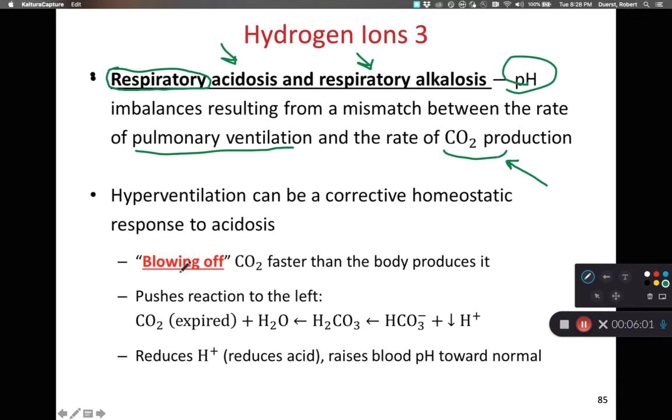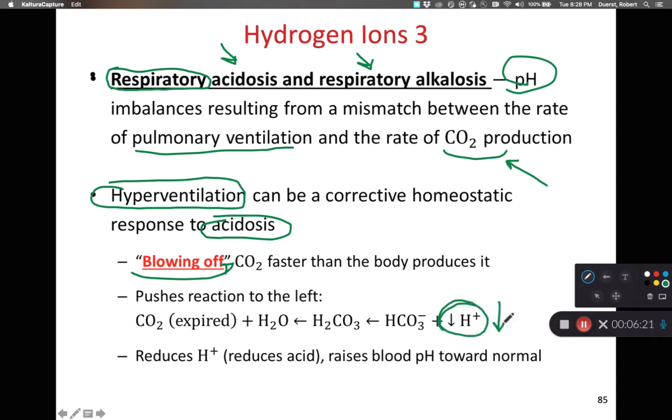So let's say we have respiratory acidosis in place. So we have too much acid in our bloodstream. What can we do? We can hyperventilate. And if we hyperventilate, we blow off excess CO2. By getting rid of the excess CO2, we're going to cause the hydrogen ion concentration in the blood to go down as we expire more carbon dioxide. And then this will reduce the amount of acid in the blood, ultimately raising blood pH back to homeostasis.